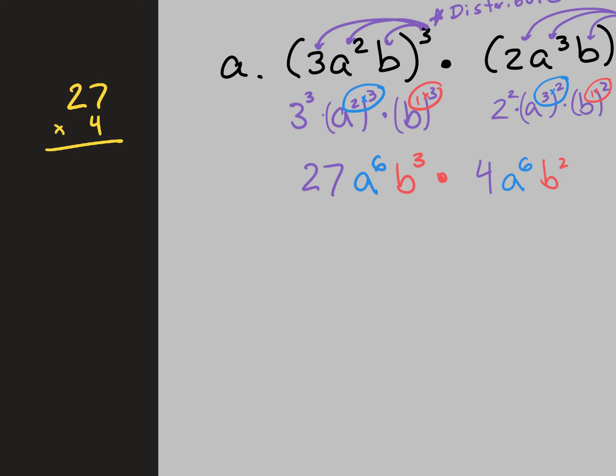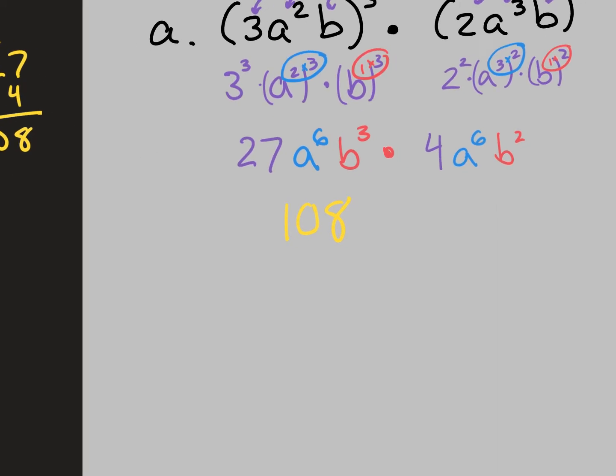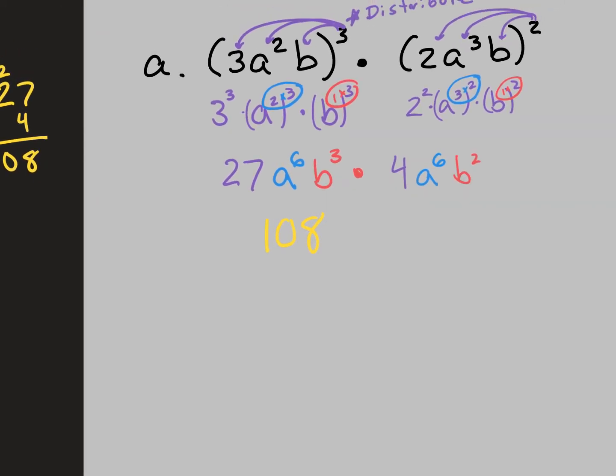7 times 4 would be what? 28. 2 times 4, 8 plus 2. So this would be 108. So don't be afraid when you're multiplying big numbers. Just write it out. I can't do 27 times 4 in my head. I need to write it out. Some people can. But if you cannot, just write it out. Don't be afraid of big numbers.